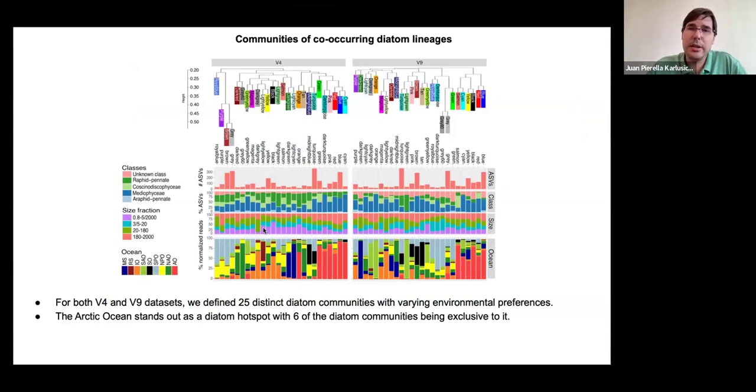So in addition to this analysis separating diatoms according to classes or genera, we can also analyze all the ASVs together, or all the lineages together, and do some type of clustering analysis in order to detect communities of co-occurring diatom lineages and analyze how these communities vary under different environmental conditions and in different ocean regions. For both the V4 and V9 datasets, we were able to define 25 different diatom communities. And you can see here in the lower panel with different colors that they vary in terms of biogeography and also in terms of environmental preferences.